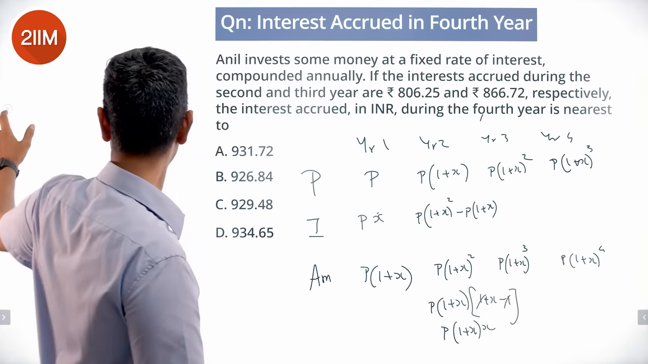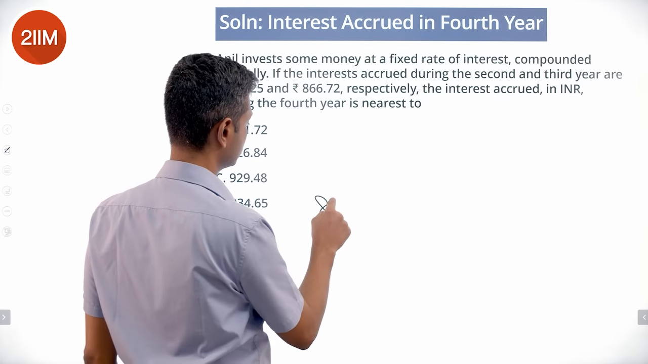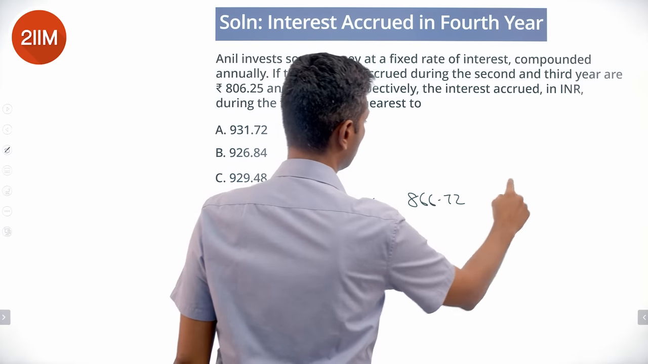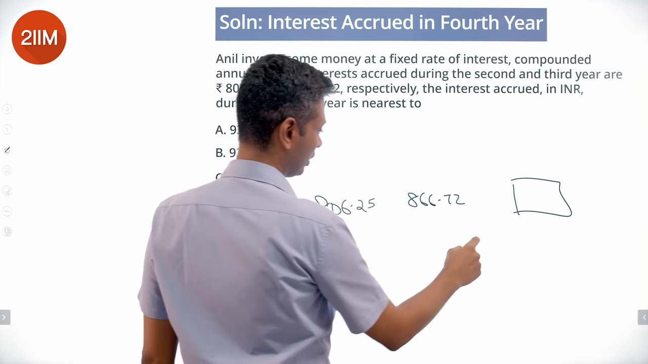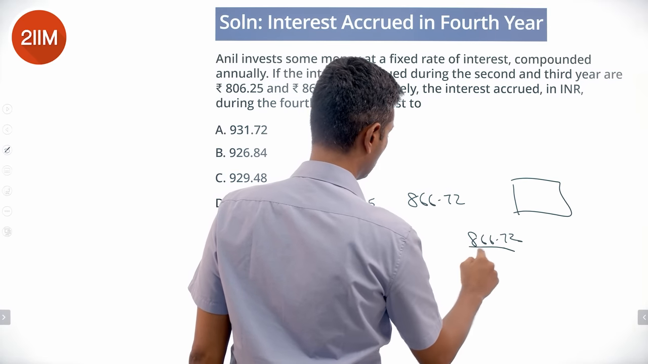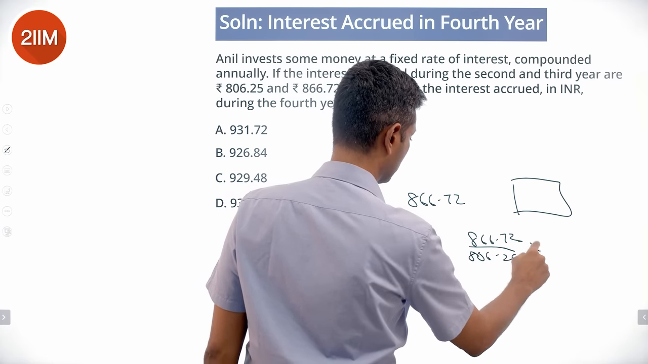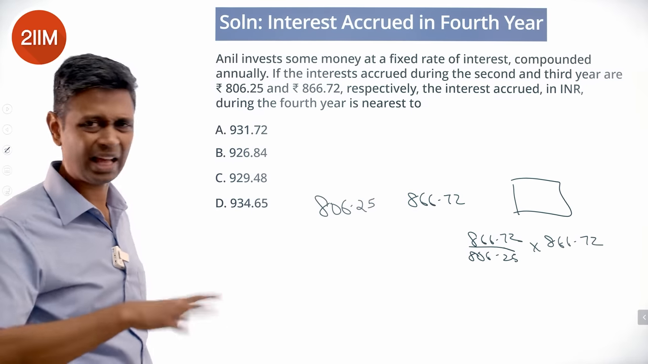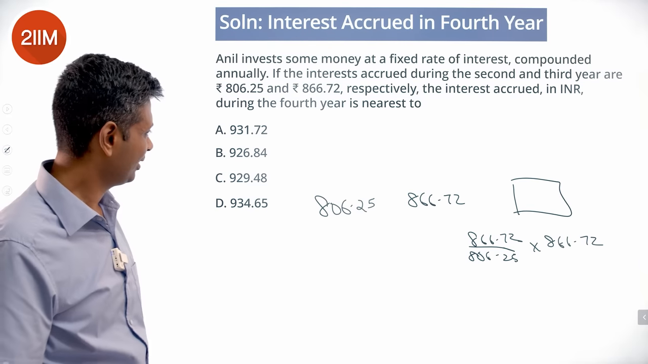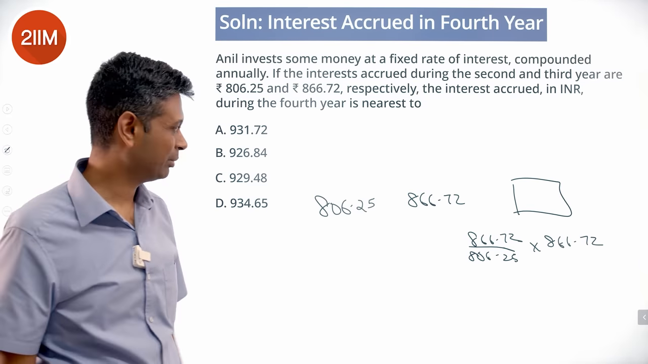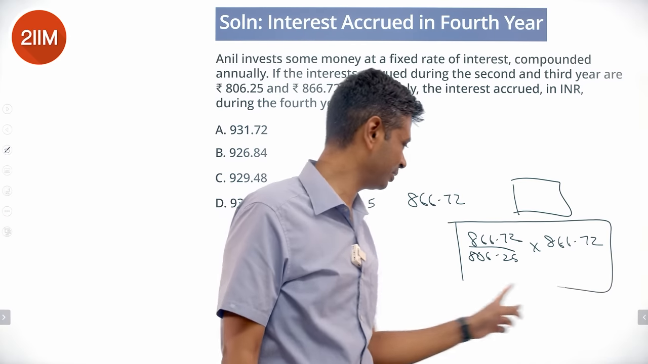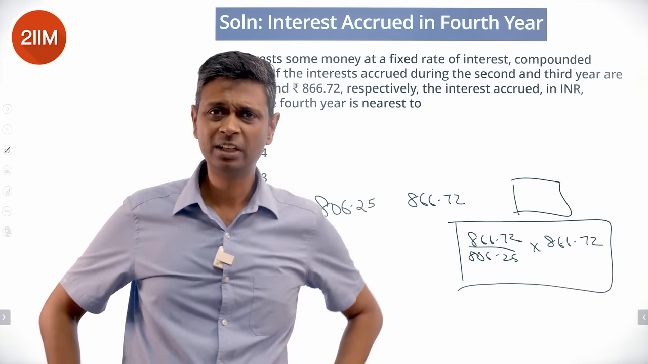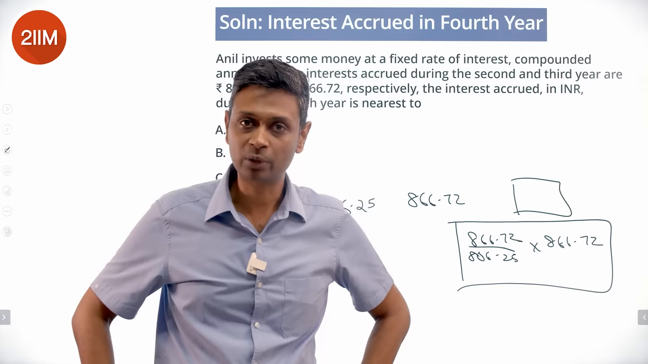Okay. So we have 806.25 and 866.72. What is this number? This number is going to be 866.72 by 806.25. I think this is 1.075 or something, a 7.5% interest rate. I don't remember the answer off the top of my head, but this we can compute. The funda is very simple. Just plug it in, calculate the answer. I think that this number is 1.075. Multiply by that, whatever the answer is. That's what we're looking at.